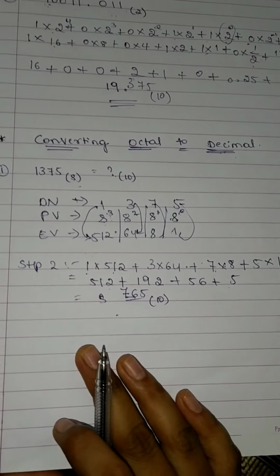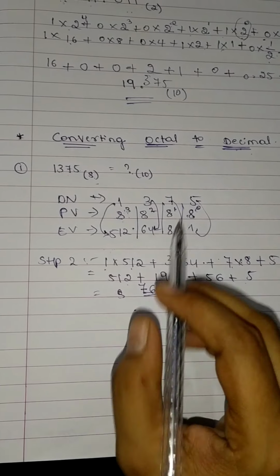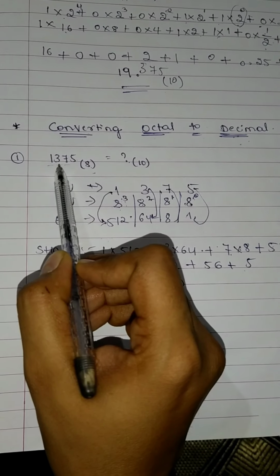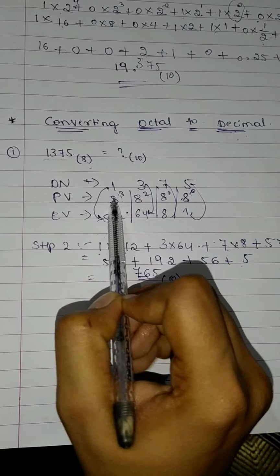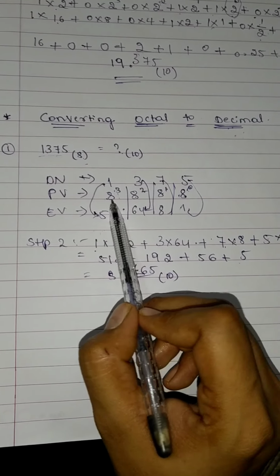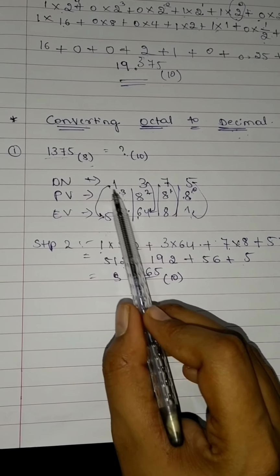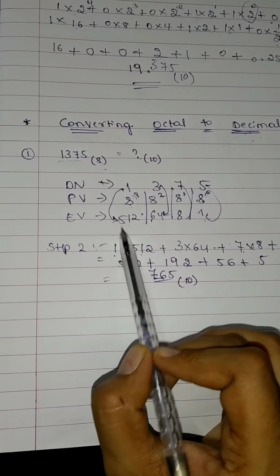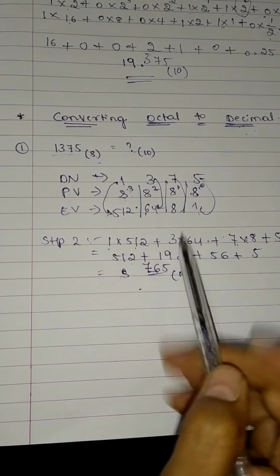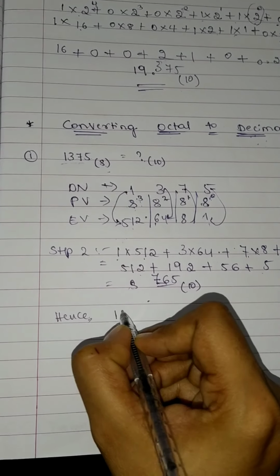So while converting a given octal number into decimal, we have to write the given octal number, then find the positional value along with the effective value, that is what we get after squaring or cubing these numbers. Then we multiply the given octal digits with the effective value. In the third step we sum up all the values.